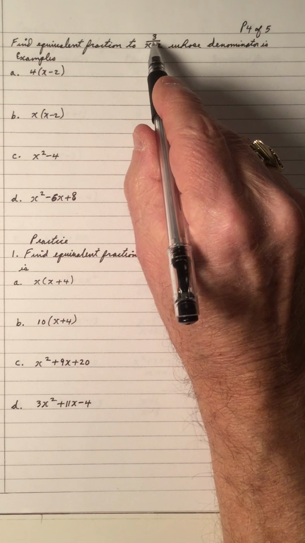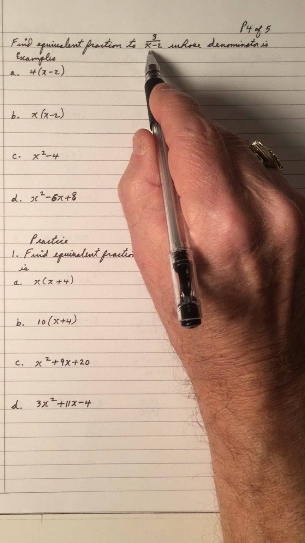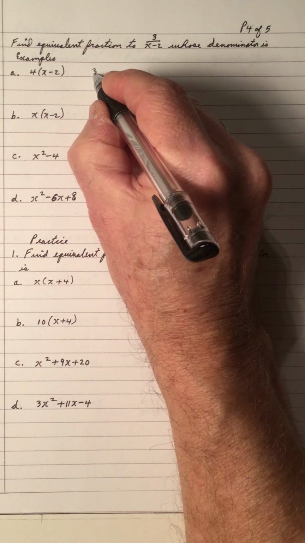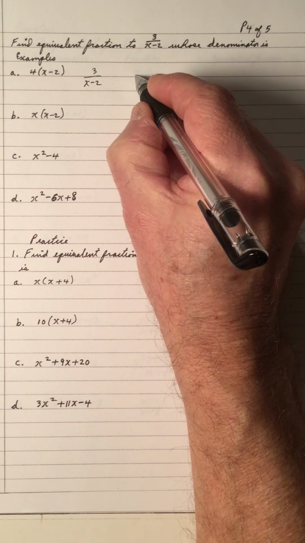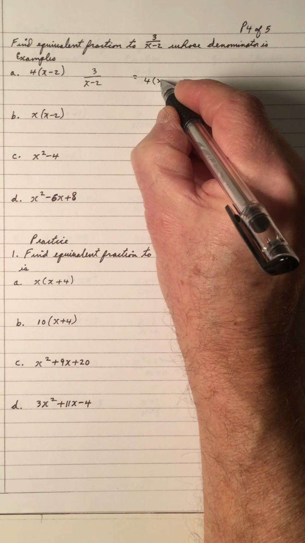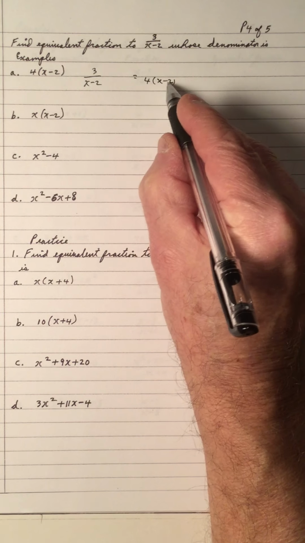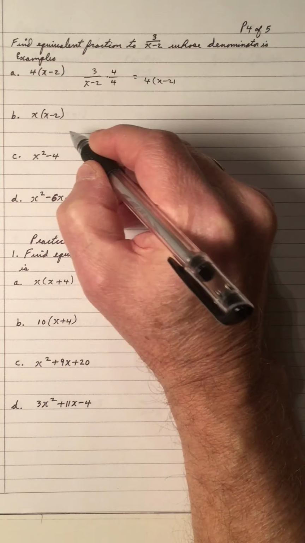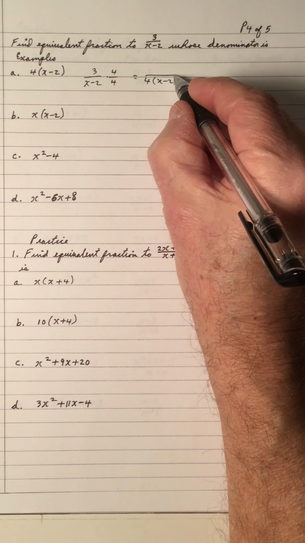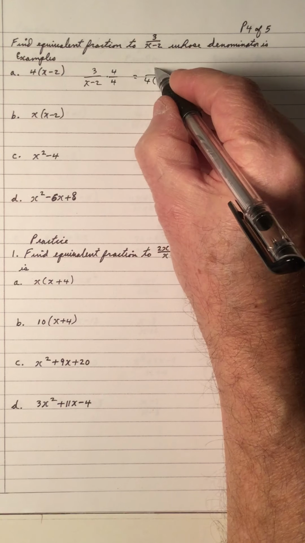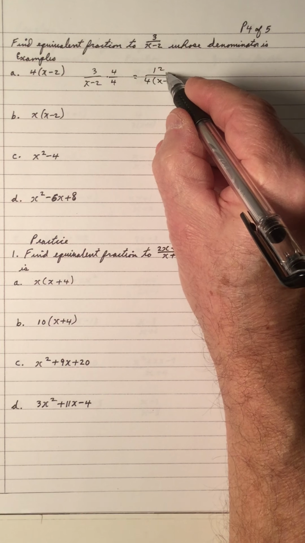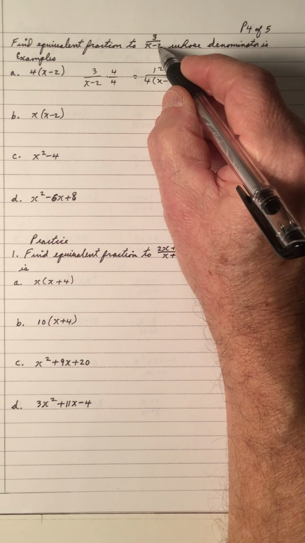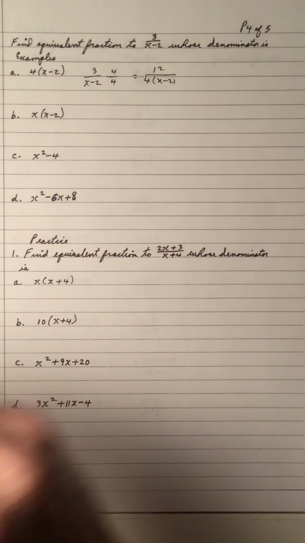Find an equivalent fraction to 3 over x minus 2, whose denominator is this. So let's take 3 over x minus 2, and we need a denominator of 4 times x minus 2. So that's 4 times x minus 2. This means that this denominator has to multiply by 4, and this numerator has to multiply by 4 to make it equivalent. So 3 times 4, 12. So this fraction is equivalent to 3 divided by x minus 2, because we multiplied it by 4 over 4.